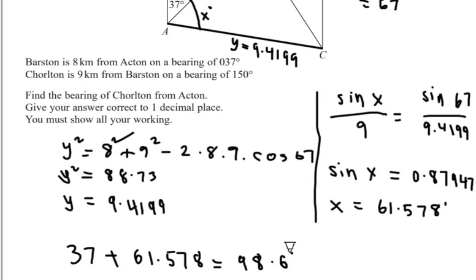But be careful, bearing must always be 3 digits here, so make sure you put a 0 in front of your 9 to make it 3 digits. So this is the final correct answer.